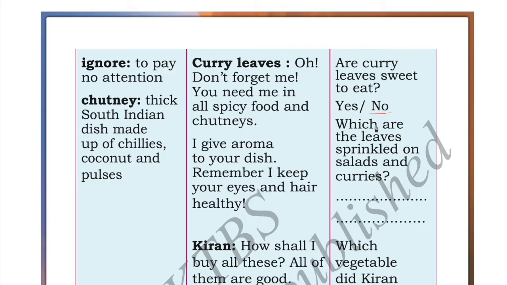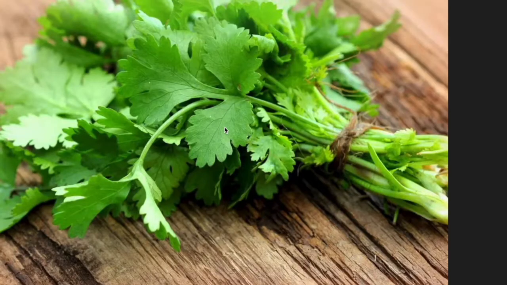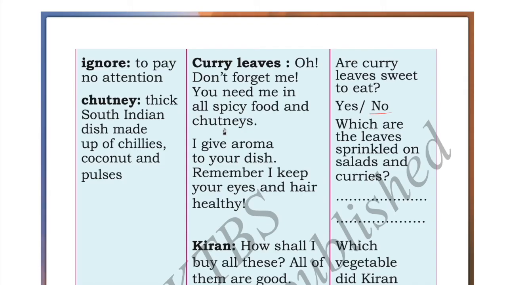Next, which are the leaves sprinkled on salads and curries? So this time I think that they're talking about kothumri soppu or coriander. So coriander is usually sprinkled on salads and curries. So we can go ahead and write out our answer, which is coriander. Okay, so there are some different spellings for coriander depending on what source you look at. This is one acceptable spelling.